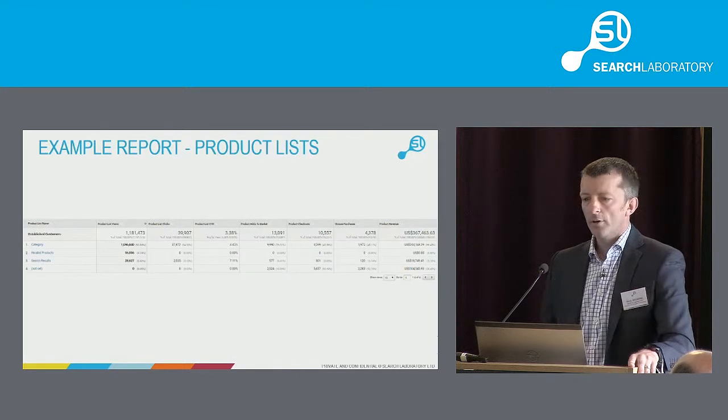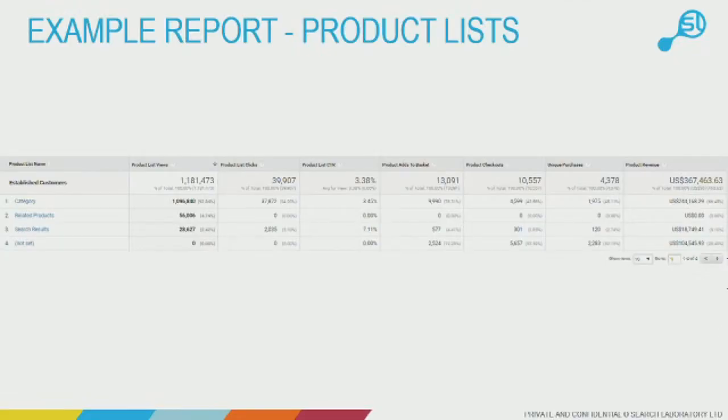So I'll just run through a couple of examples really of the types of reports you do get with this feature. So I've talked about product lists, so you've got different product lists such as the search results or your category.